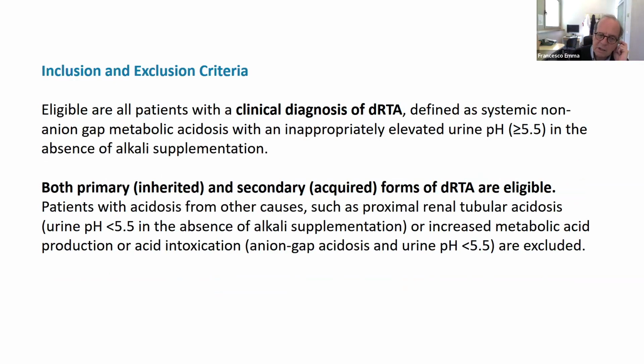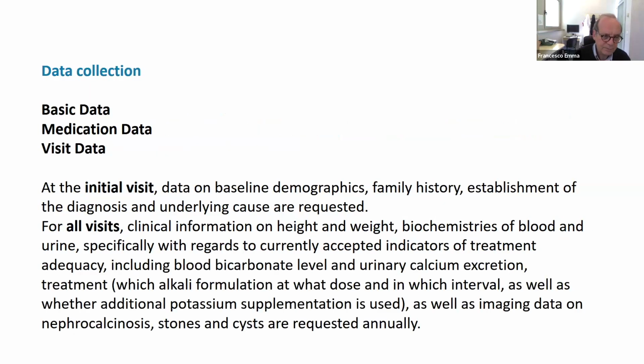The inclusion criteria, I'll be very brief, are clinical diagnosis of distal RTA, and we're including both primary inherited and secondary acquired forms. The latter are particularly important for adult patients. And the data collection is similar to the one that you've heard before. We're collecting basic data, medication data, and visit data. And the capture forms are split into the initial visit and the follow-up visit. And I'll shortly show them to you in a moment.